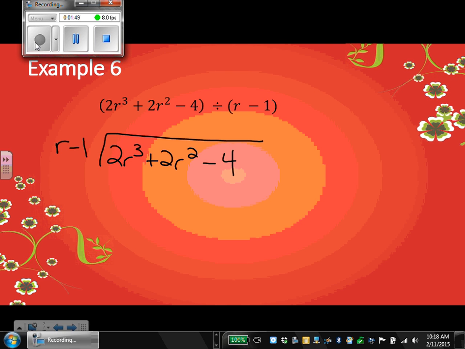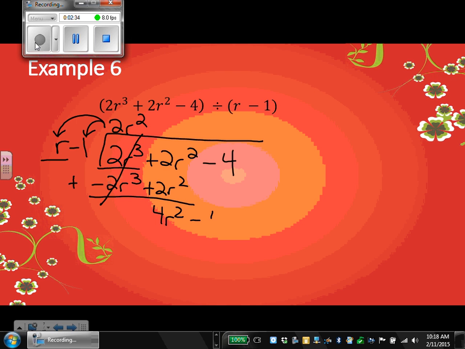If we go ahead and divide, we're going to start like normal. R goes into 2r cubed how many times? 2r squared. Very good. Then we multiply 2r squared by each of those: 2r squared times r is 2r cubed, and 2r squared times negative 1 is negative 2r squared. We normally subtract, but we will add the opposite and change our signs. So these will cancel. Do those cancel? No. 2r squared and 2r squared gives us 4r squared.